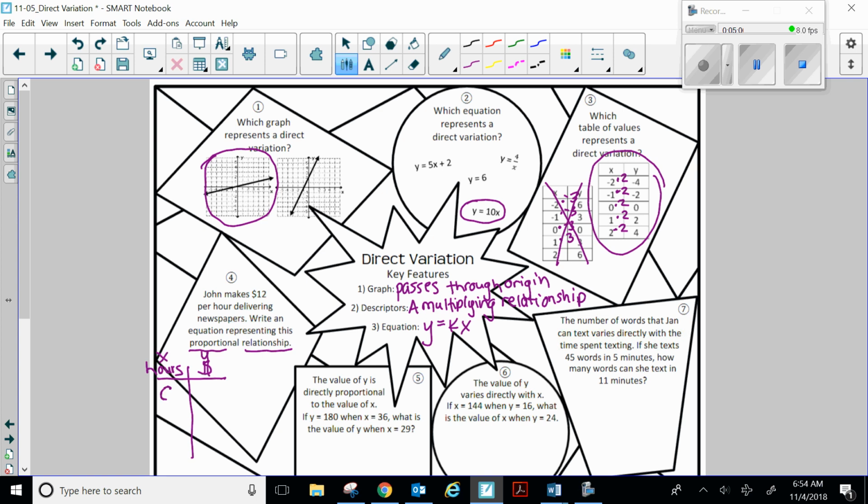So at 0 hours, John is going to make $0. And at 1 hour, John is going to make $12. And at 2 hours, he'll make $24. And at 3 hours, he'll make $36. So hopefully you're seeing that we are multiplying my hours by 12, or my x by 12. So to write this as an equation, I should have y equals 12x.